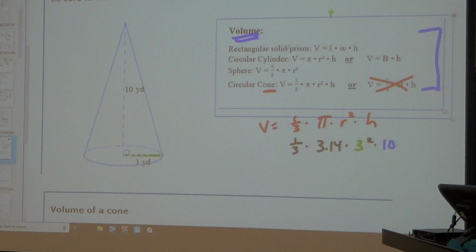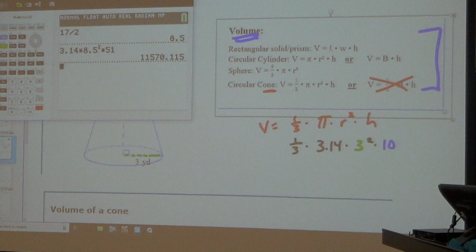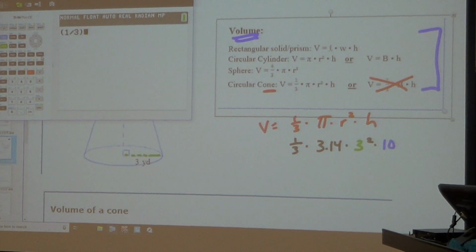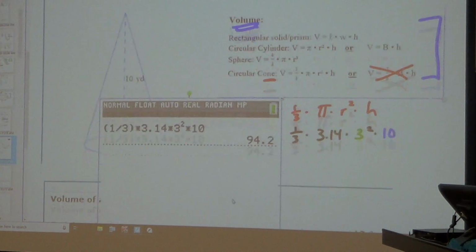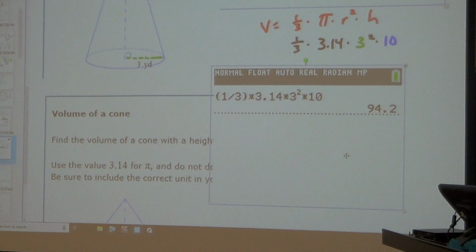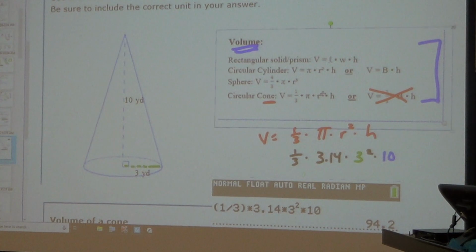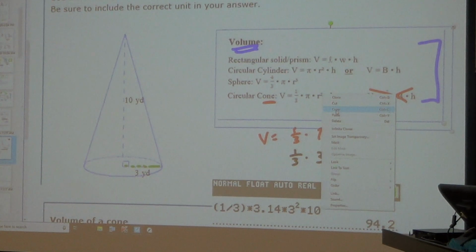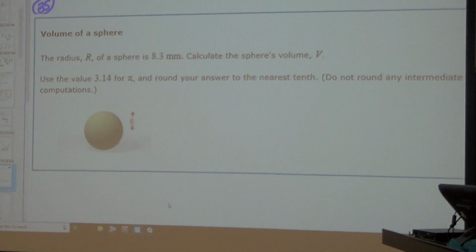I plug that in the calculator. Making sure that when you have a fraction, you wrap that fraction up. Times 3.14 times 3 to the second times 10. There's your answer. Yay? These are not that bad once you know how to use the formula.